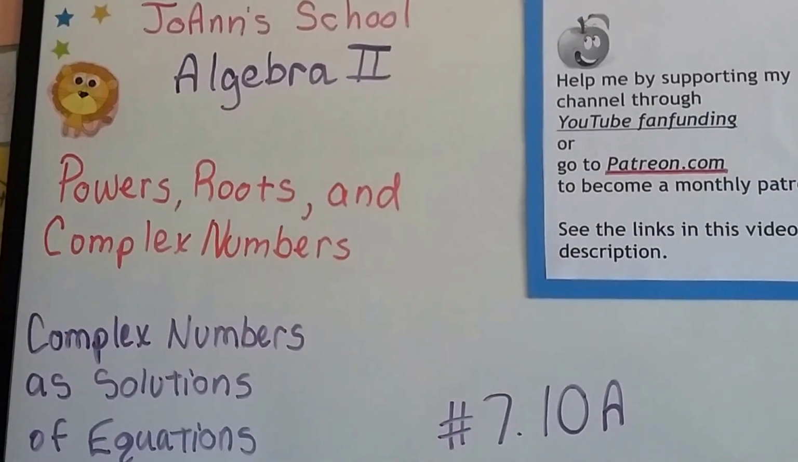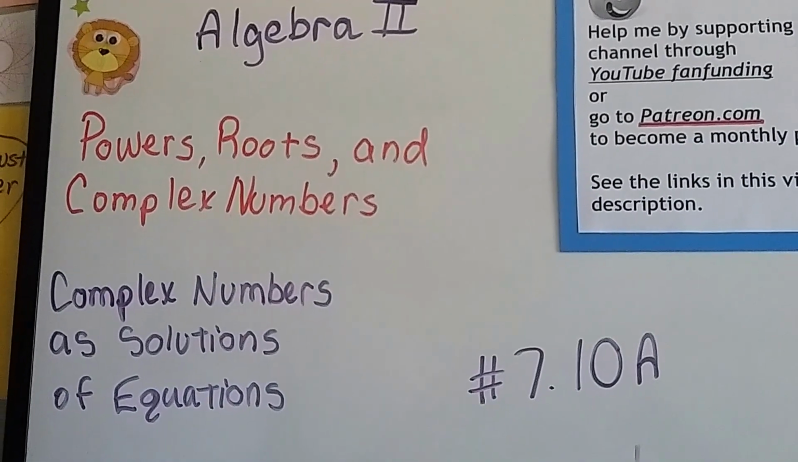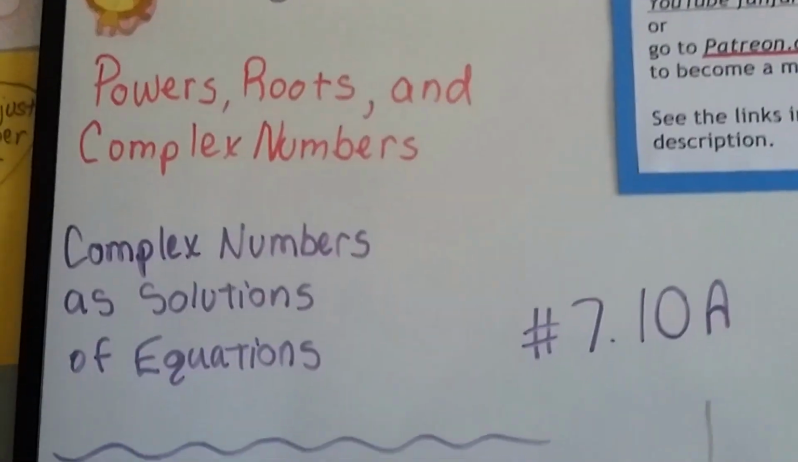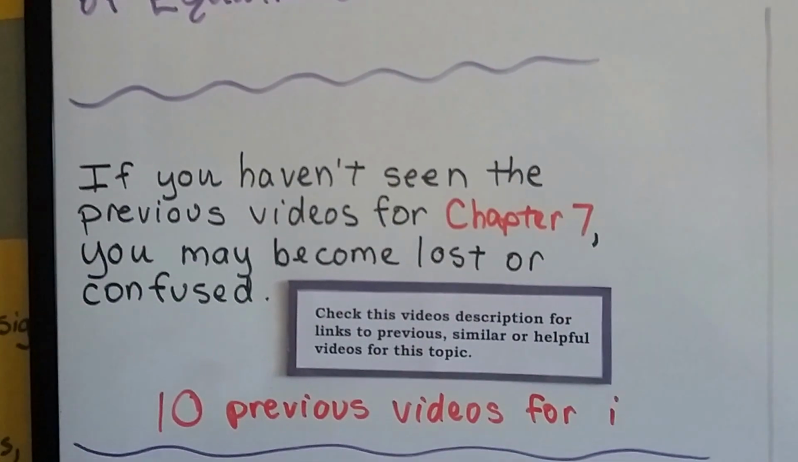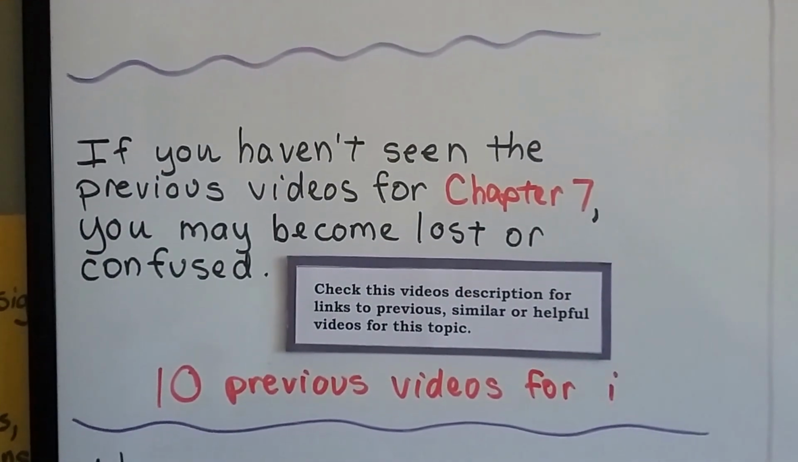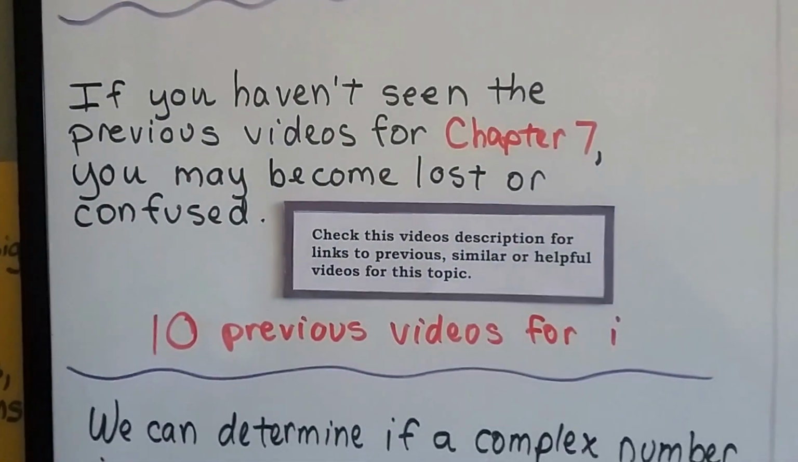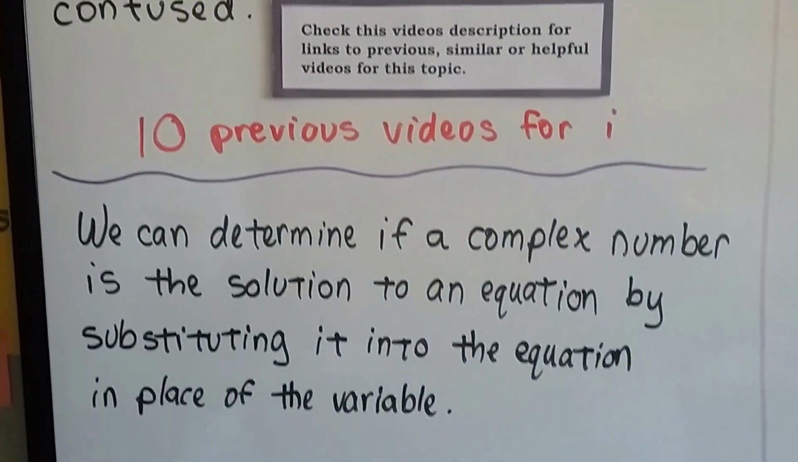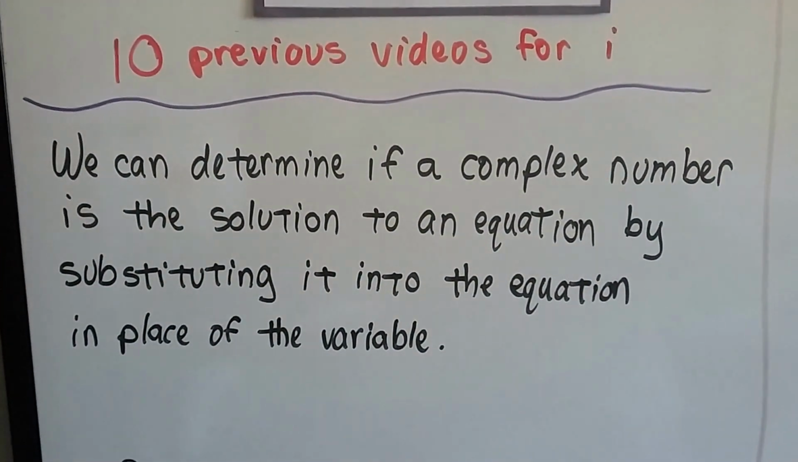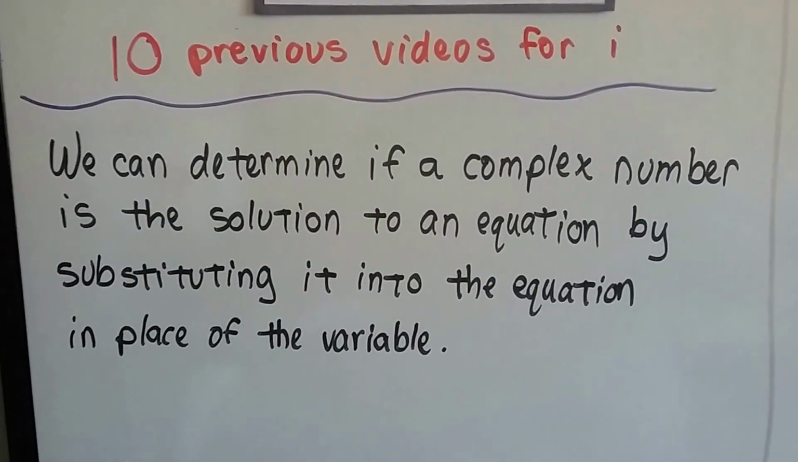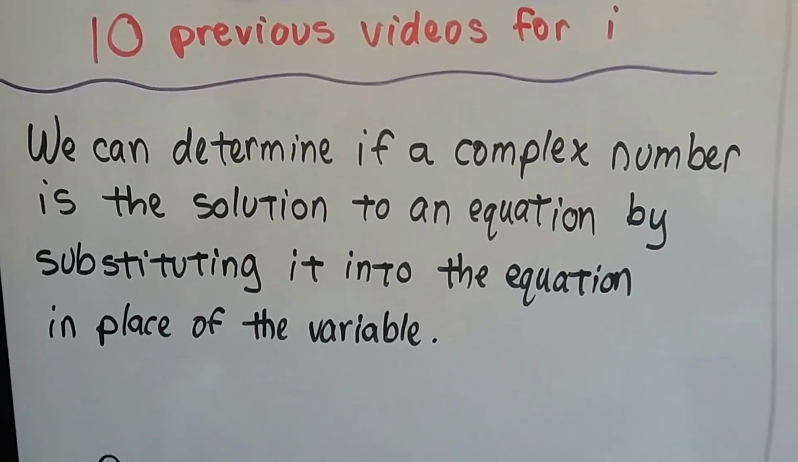Algebra 2 7.10a, complex numbers as solutions of equations. So we've got 10 previous videos from chapter 7. If you haven't seen them and you become lost or confused during this video, just click on this description to watch the previous videos. So we can determine if a complex number is the solution to an equation by substituting it into the equation in place of the variable, that entire complex number.